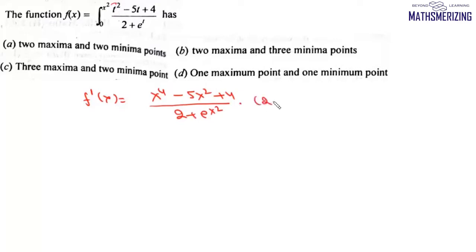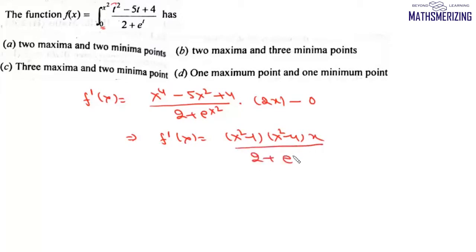And derivative of upper limit is simply 2x minus, now lower limit is constant, so derivative of lower limit will be simply 0. So we can write f'(x) equals, now we can factorize it and we can write this as (x² − 1)(x² − 4)·x/(2 + e^(x²)). Now if we put it equal to 0, we'll get 5 critical points: x equals ±1, ±2 and 0.